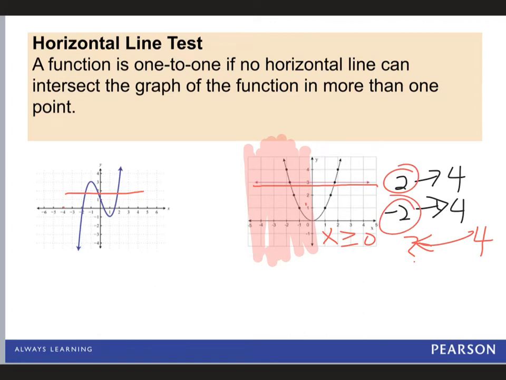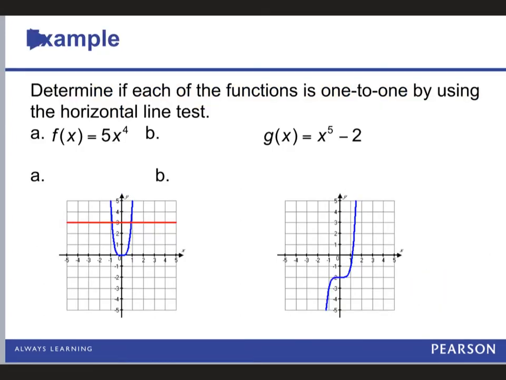But if I say, okay, I'm not going to include the negatives, then I do know. And so then you could say, yeah, it has an inverse. And in that case, the inverse would be the square root of x. So here are 2 examples, and we can see that the first one has a horizontal line going through.